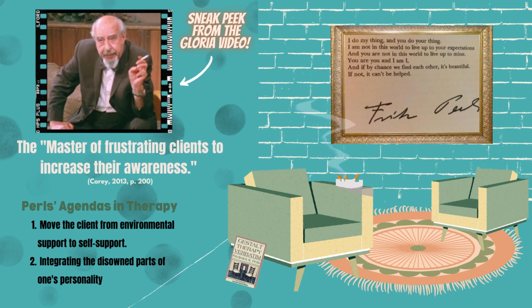One quote from his book, Gestalt Therapy Verbatim, that I find very interesting, hanging here in his office I have created, is: I do my thing and you do your thing. I am not in this world to live up to your expectations, and you are not in the world to live up to mine. You are you, and I am I. And if by chance we find each other, it's beautiful. If not, can't be helped.